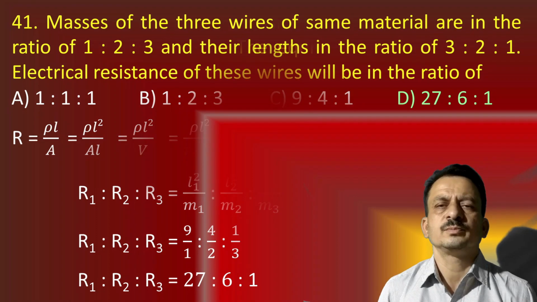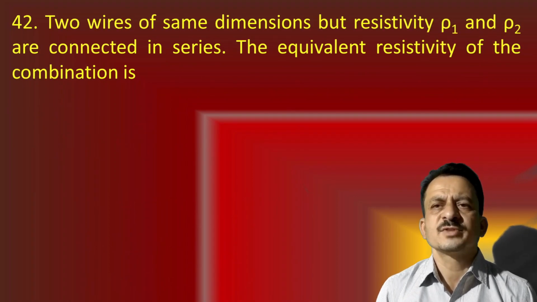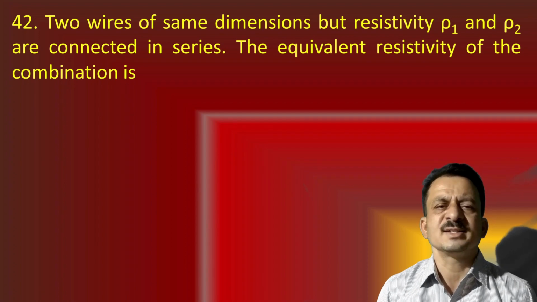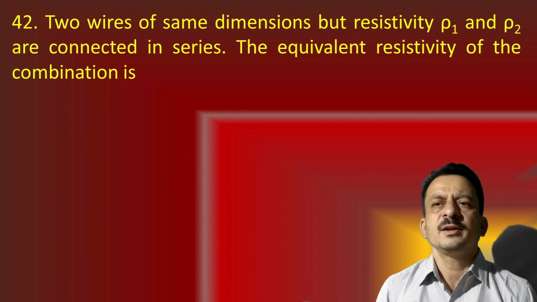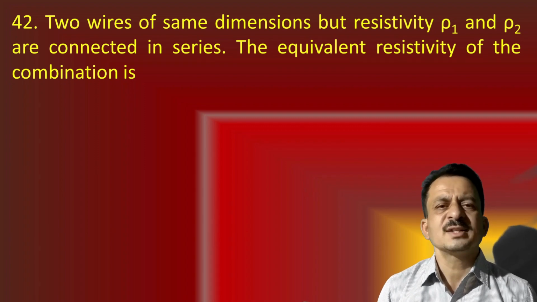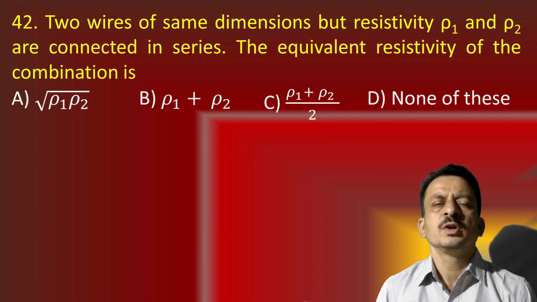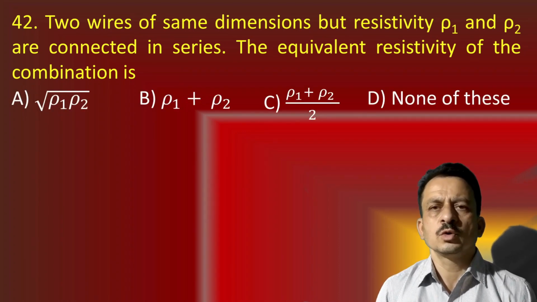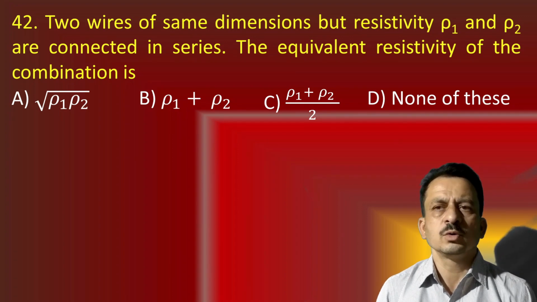Next problem. Two wires of the same dimensions but resistivity rho 1 and rho 2 are connected in series. The equivalent resistivity of the combination is: two wires having the same dimension but different resistivity. Options: A, square root of rho 1 rho 2; B, rho 1 plus rho 2; C, rho 1 plus rho 2 divided by 2; and D, none of these.